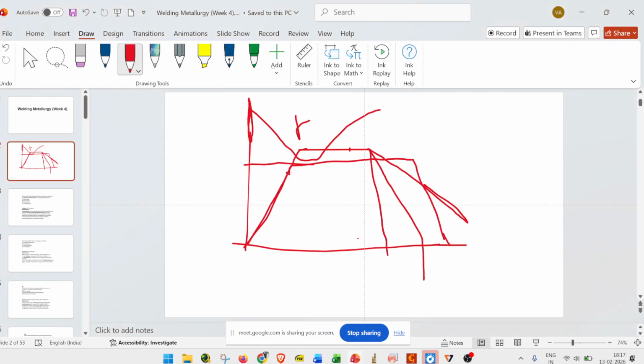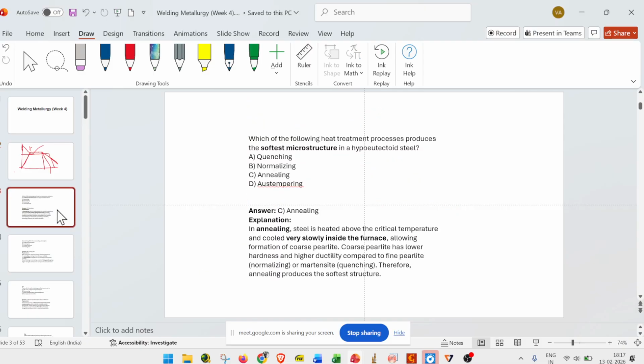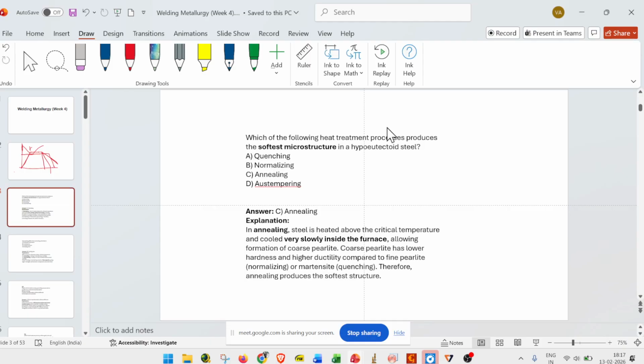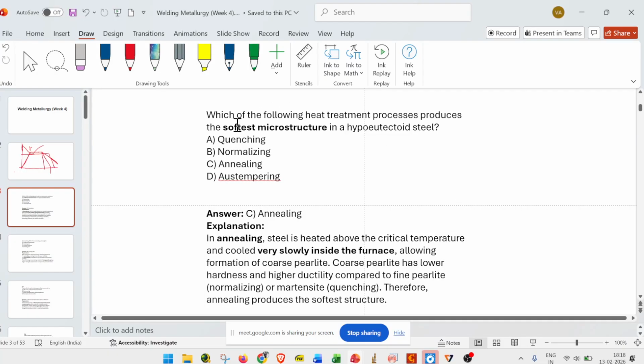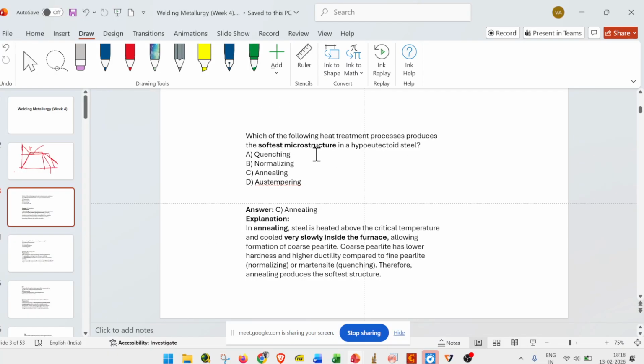So these are the three different general processes of heat treatment. We will discuss much more about these processes when we go directly into problem solving. Okay, while problem solving itself, we will discuss more. Okay, so here are some questions on annealing, normalizing, and quenching. Okay, which of the following heat treatment processes produces the softened microstructure in hypereutectoid steel?